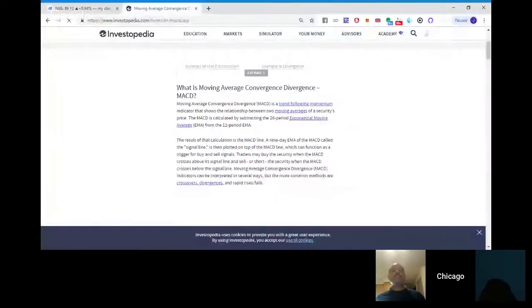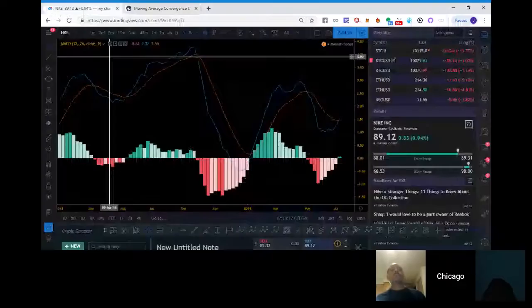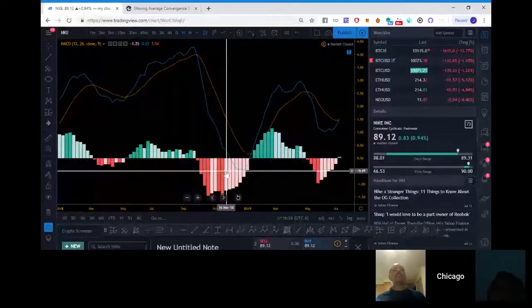Now, also, it says traders may buy the security when the MACD crosses above its signal line and sell or short the security when the MACD crosses below the signal line. Moving average convergence divergence indicators can be interpreted in many ways, but the most common methods are crossovers, divergences, and rapid rises and falls. So what they're going to get into now is the bars here. They're negative and positive momentum.